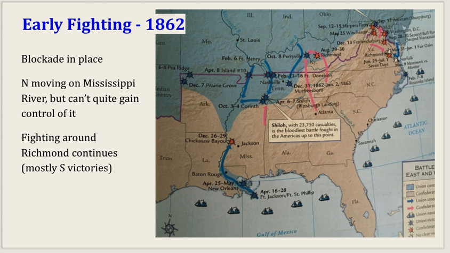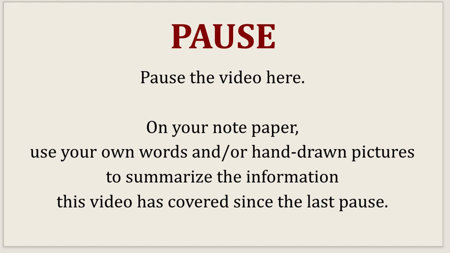Later that same year, the North suffers one of its worst defeats at Fredericksburg. This is in December of 1862. Six times the North charges at the South's line, and six times they're driven back. And when the year ends, the end of the Civil War is just nowhere in sight still.